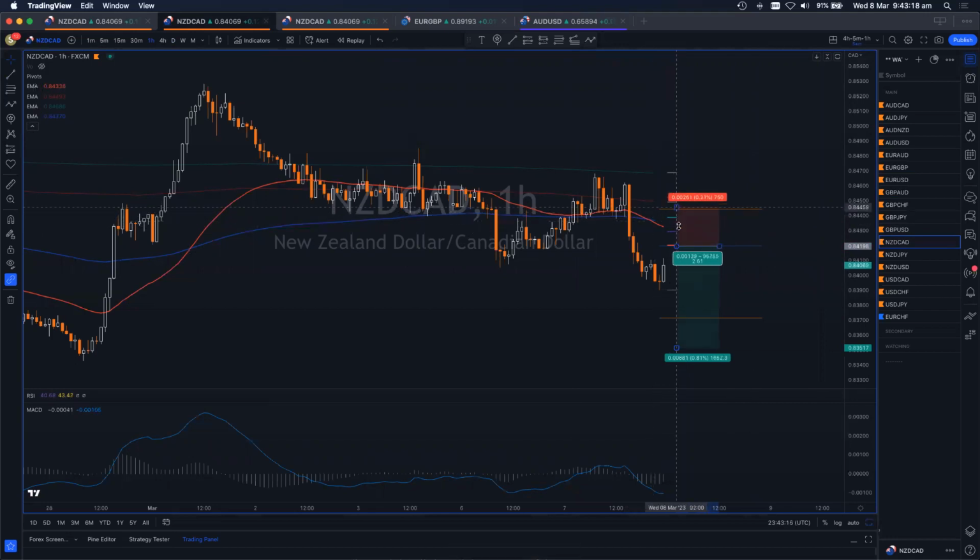You don't want it wicking through and then taking you out before going a long way down, which would have been nice to be in the trade still. So aiming for the lows would be an obvious profit target, or more conservatively, you can go for the S1 or the daily pivots.